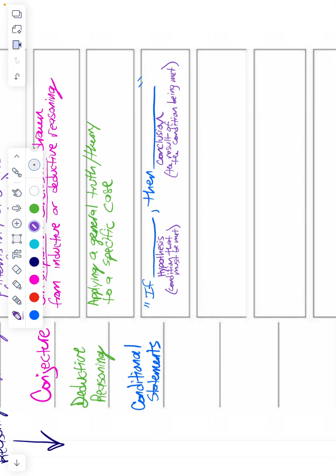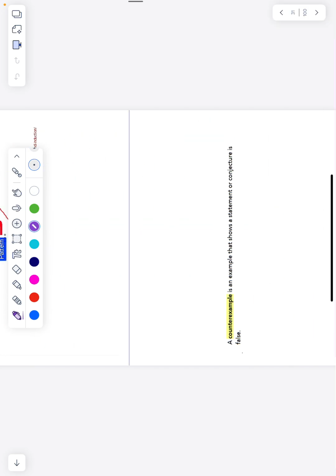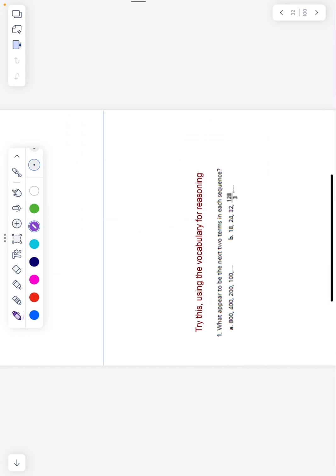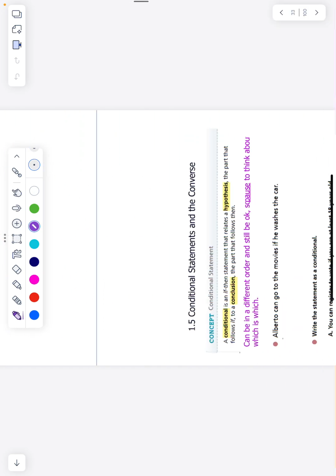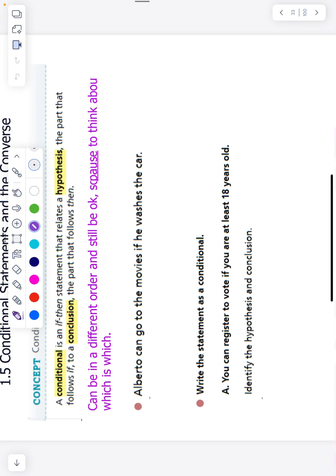We have these in math too. So I'm going to show you some. I just want to make sure everybody's got it. Looks like we're pretty close. So here's some. Here we go. Here's an example. It's not worded in the if-then, but it's there.